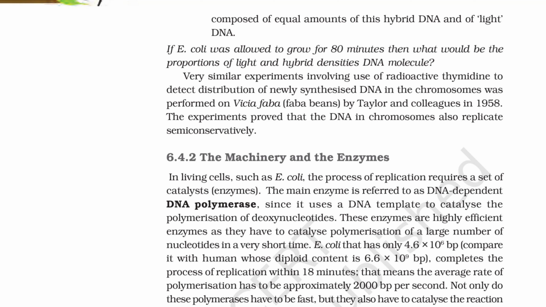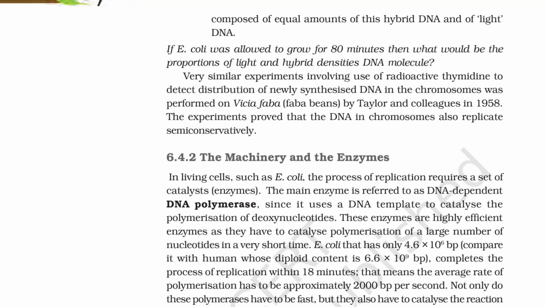If E. coli was allowed to grow for 80 minutes, then what would be the proportions of light and hybrid density DNA molecules? Very similar experiments involving use of radioactive thymidine to detect distribution of newly synthesized DNA in the chromosomes was performed on Vicia faba beans, by Taylor and colleagues. In 1958, the experiments proved that the DNA in chromosomes also replicates semi-conservatively.